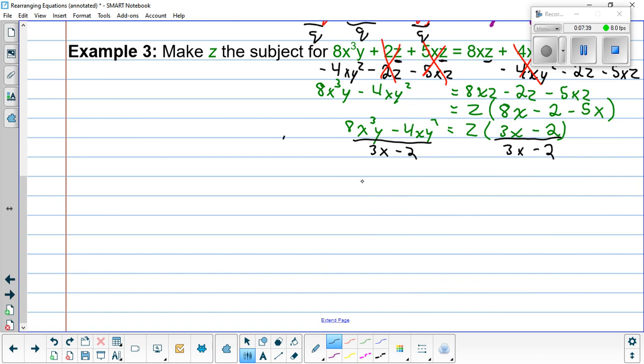And so we'd be left with z is equal to 8x cubed y minus 4x y squared divided by 3x minus 2. And that's actually more than a two-step problem. That bracket was not supposed to appear, and we had to factor out a z. So that is one of the hardest problems you'll see, and we'll cover more of those in the next video.